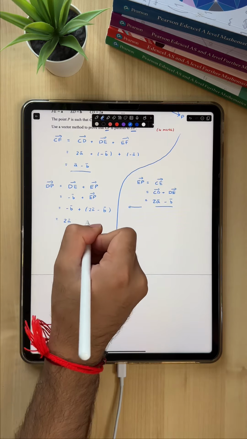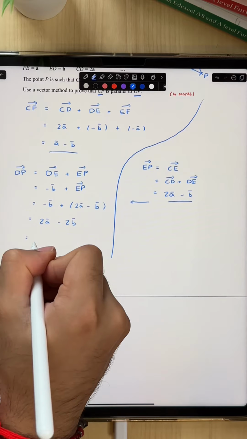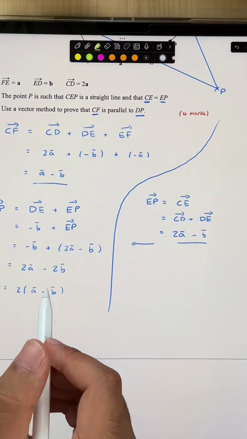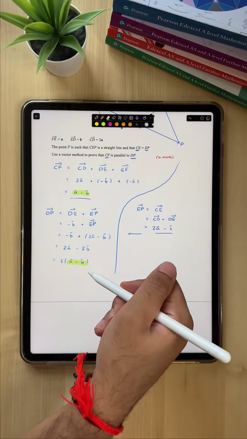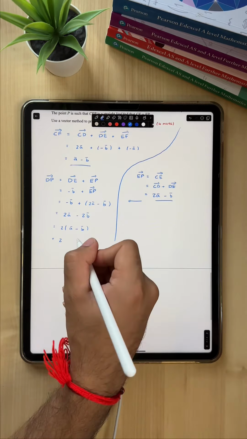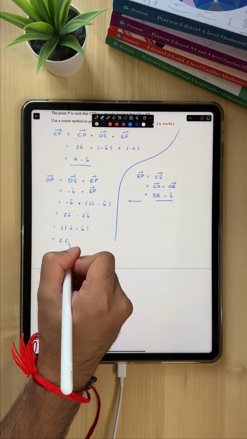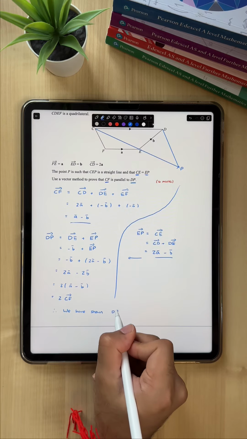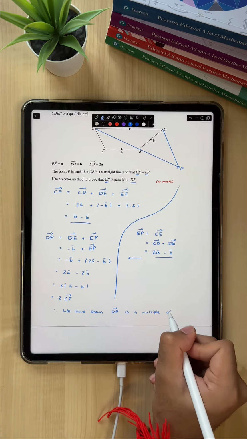Meaning that would be 2A minus 2B, which, with a bit of factorization, taking the 2 out, is 2 bracket A minus B. Which is great because this looks really familiar. This is our definition for CF. The 2 bracket A minus B is the same thing as saying 2CF. Therefore, we have shown DP is a multiple of CF.